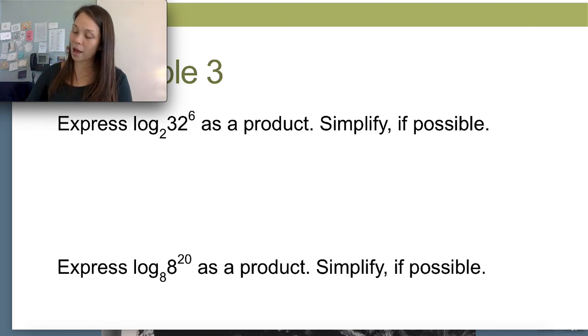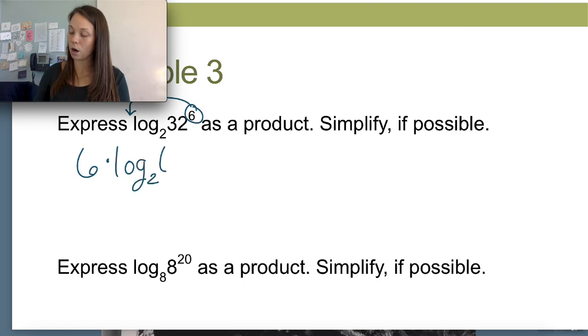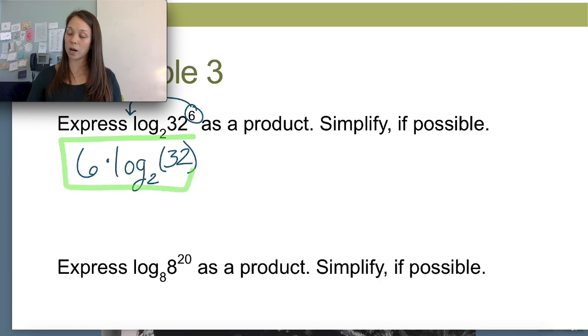So here, my exponent is 6. I'm going to kick the 6 to the front of the logarithm to give me 6 times log base 2 of 32. Now I need to start simplifying. So to do a little bit of color coding, what I've done so far is I've answered the part of the question where it says to write this as a product. I've done that piece. Now I need to work on simplifying.